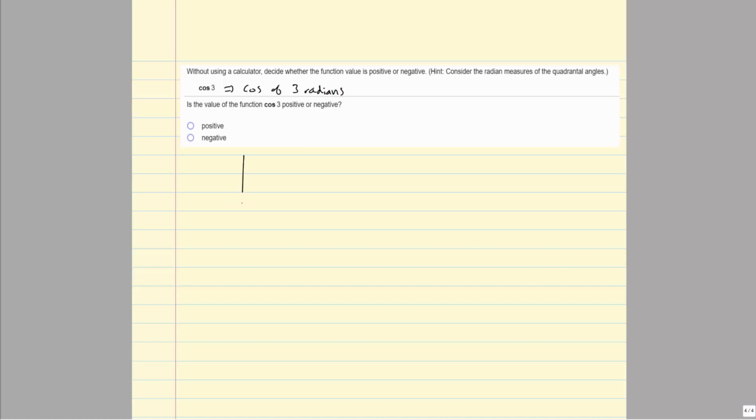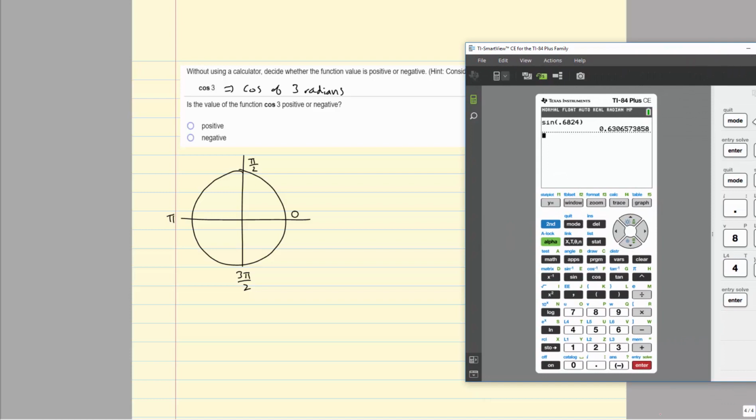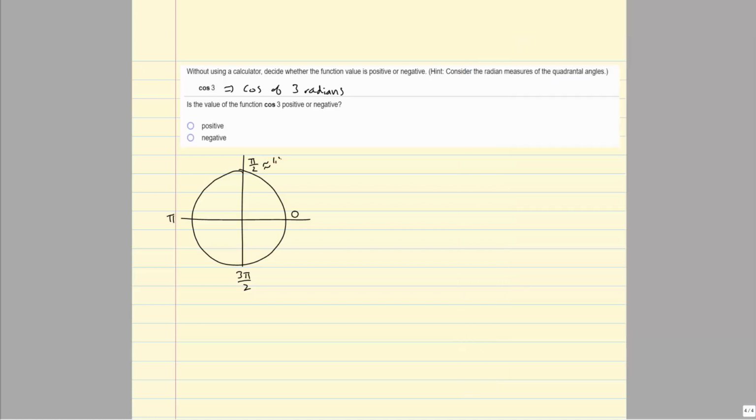Well, if we remember our circle, and remember your radian measures, here I'm at 0, here I'm at pi over 2, here I'm at pi, here I'm at 3 pi over 2 to kind of get us started. Well, let's go ahead and grab our calculator and figure out what pi over 2 is. We know what pi is, it's 3.14. So pi over 2 will be about half that, pi divided by 2. So that's about 1.57 up here. So this is about 1.57 radians.